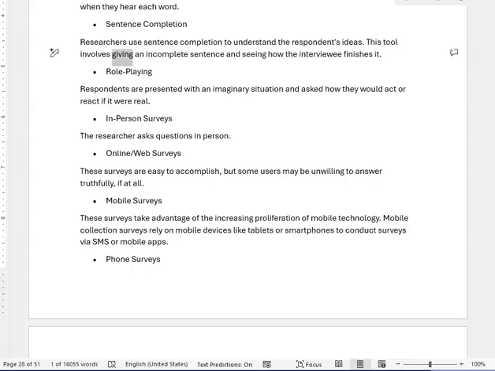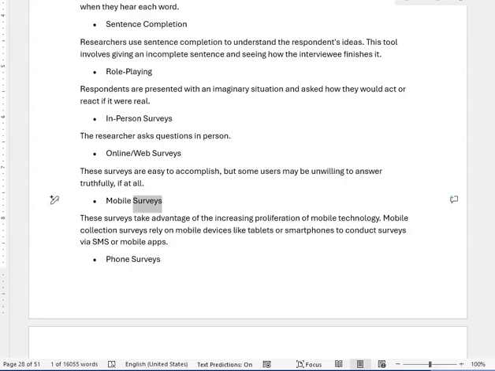This tool involves giving an incomplete sentence and seeing how the interviewee finishes it. Role-playing. Respondents are presented with an imaginary situation and asked how they would act or react if it were real. In-person surveys. The researcher asks questions in person. Online/web surveys. These surveys are easy to accomplish, but some users may be unwilling to answer truthfully, if at all.